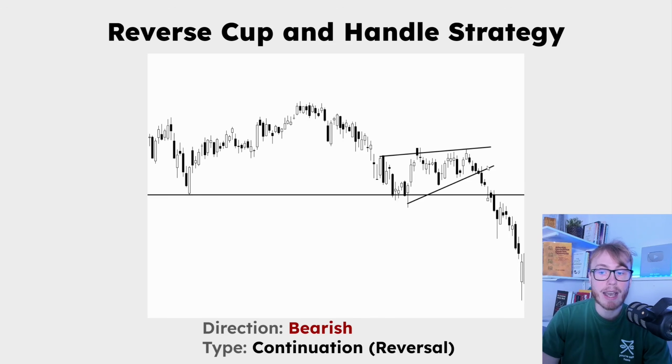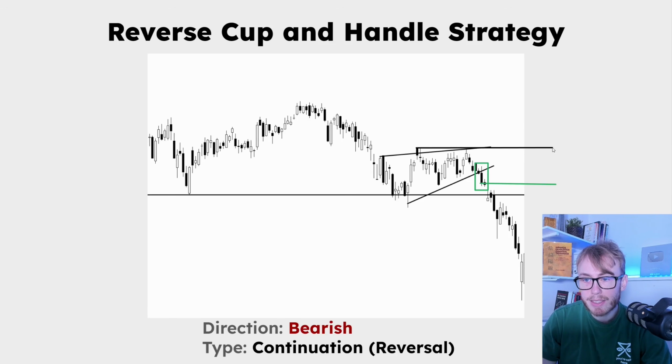So in this case, we can enter the reverse cup and handle as a rising wedge. We can enter here as the price is breaking the rising wedge. So the entry is at the candle close of the breakout candle. Since we do have a high just slightly above the previous high right here, you can see this black line, for this case I would place the stop loss just above this point.